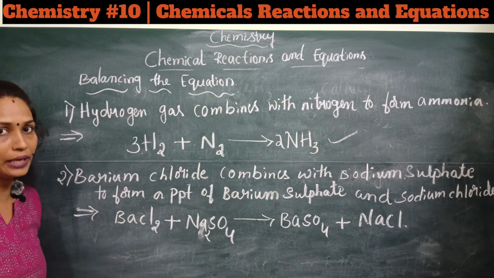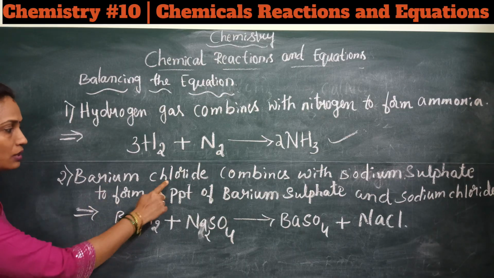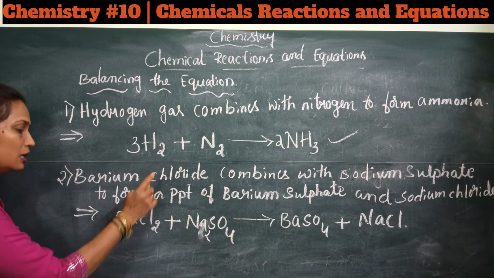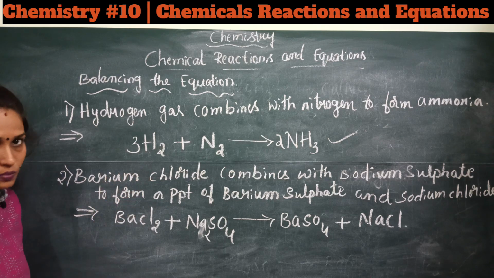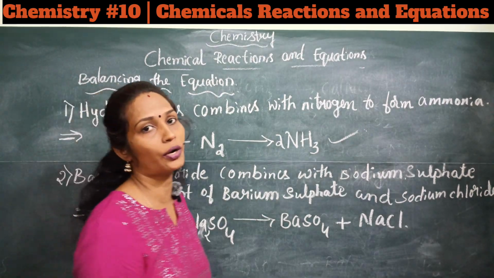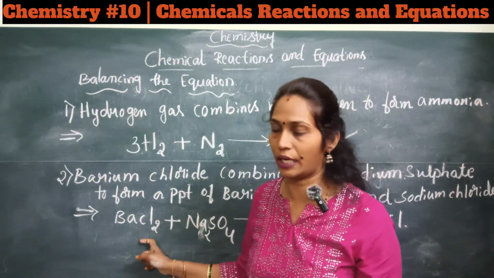What is the formula for barium chloride, guys? What is the symbol for barium? Ba. What is the symbol for chlorine? That is Cl2. That is chloride, it is Cl2. That is according to the crisscross method, the valency according to the crisscross method. So barium chloride is BaCl2.